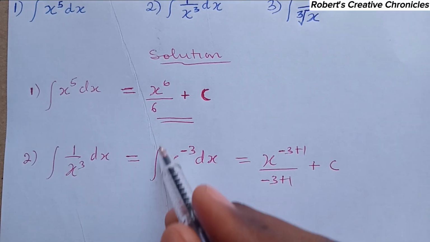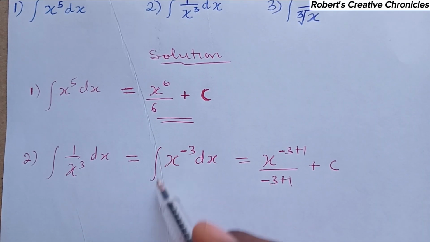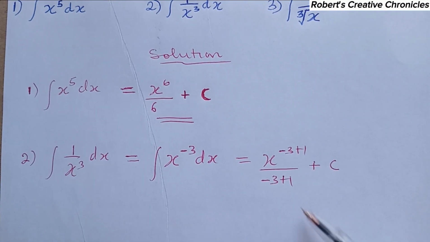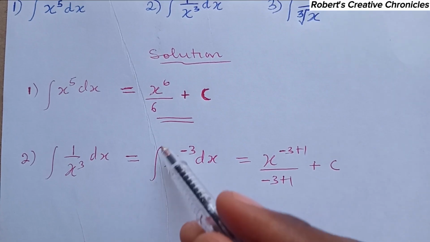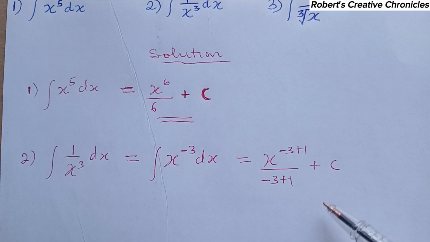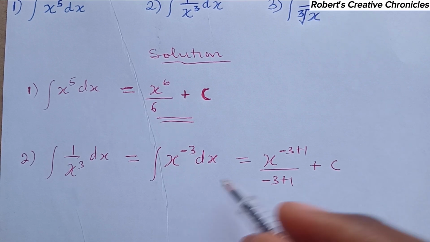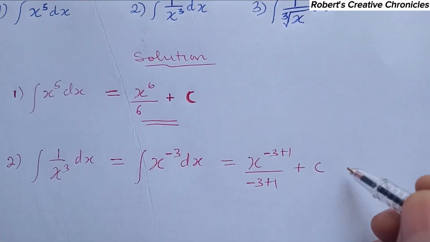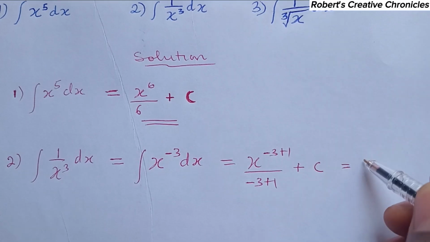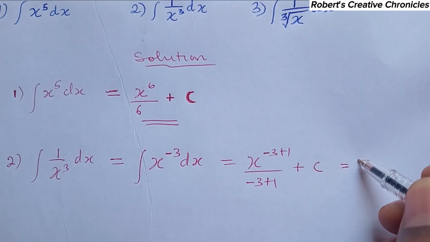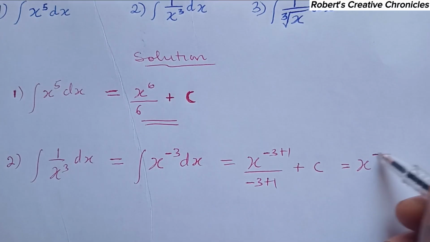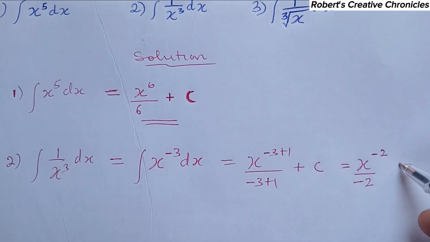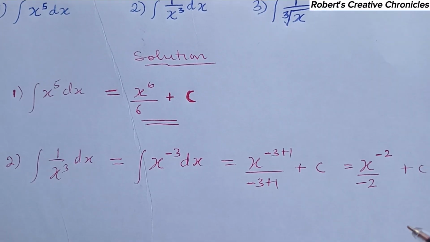Since it's an indefinite integral, there's no limit. If there were boundaries assigned here, maybe here 5, here minus 2, we wouldn't need to add c. But since there's no boundary given, there's no upper and lower limit, there will be a constant. So it's an indefinite integral. So this becomes what? Minus 3 plus 1 is what? It's minus 2. So it will be x to the minus 2 over minus 2 plus c.